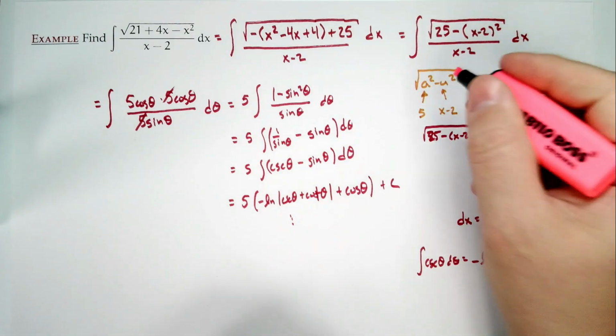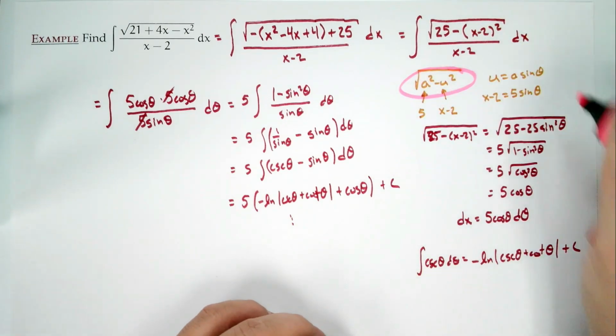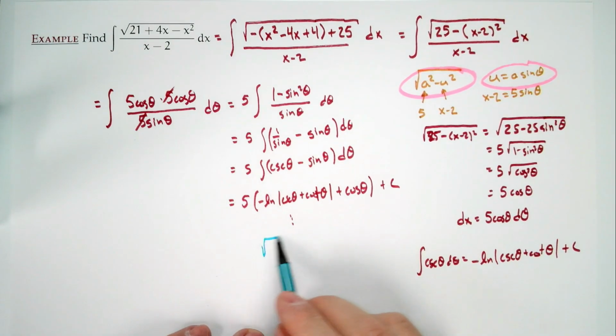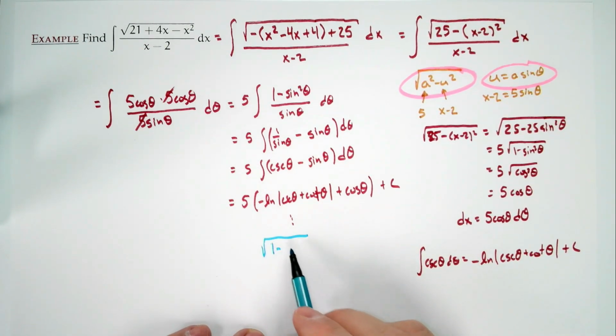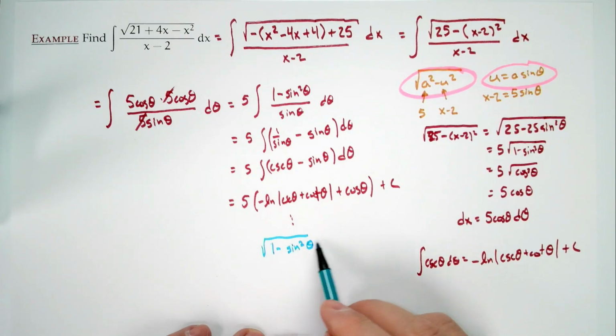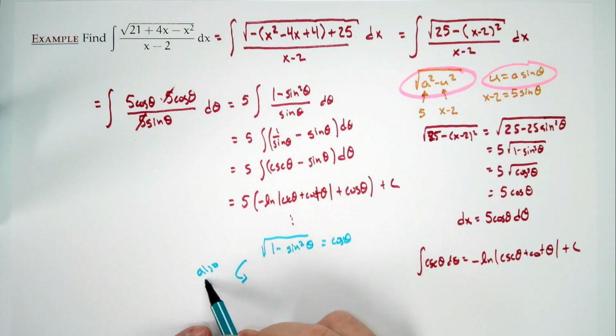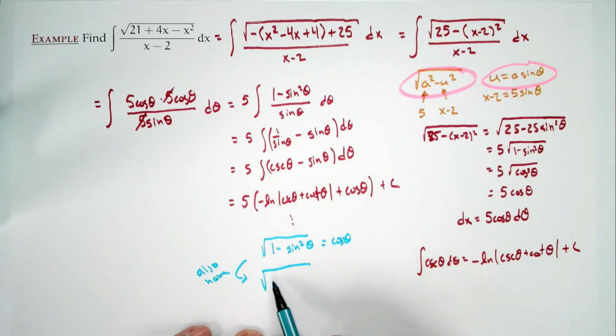This square root of a squared minus u squared, where is it coming from that u equals a sine theta? Well, what's happened here is that our motivation for u equals a sine theta came from the following fact, namely the square root of 1 minus sine squared is equal to cosine. So that's what motivated us, was that fact. But we also have that the square root of 1 minus cosine squared is equal to sine. Now, what's the point?